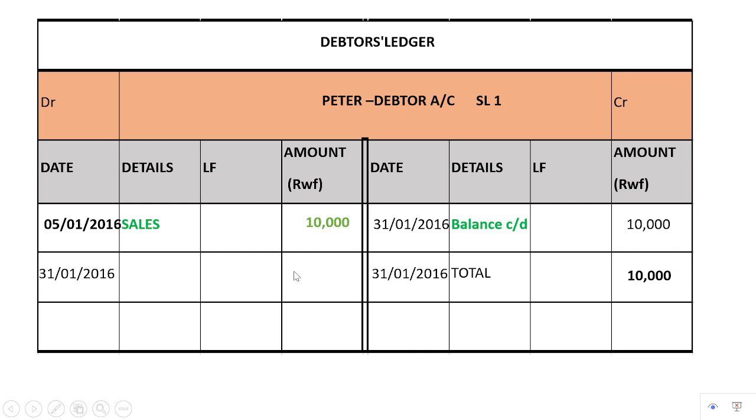After putting the balancing figure on the credit side, we write the totals at the end of the month. That's January. Then we draw two parallel lines. After drawing two parallel lines under these totals, we write the balance brought down. Because a debtor is an asset, the balance brought down comes to the debit side.